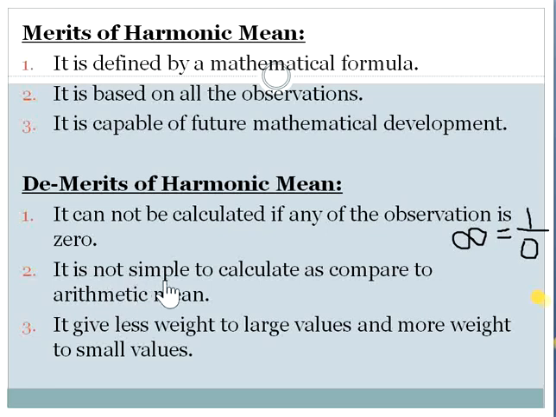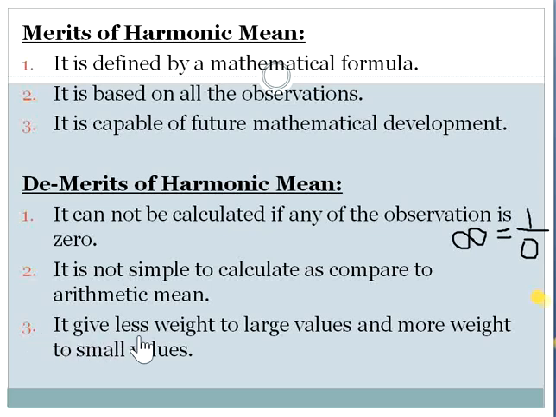It is not simple to calculate as compared to arithmetic mean. Obviously the construction of arithmetic mean is very simple. It is simply sum of f divided by n, or sum of fx divided by sum of f. Both geometric and harmonic mean are a bit complex as compared to arithmetic mean, which is most suitable, mostly used, and has a very simple mathematical construction. So harmonic mean is a bit complicated as compared to arithmetic mean.